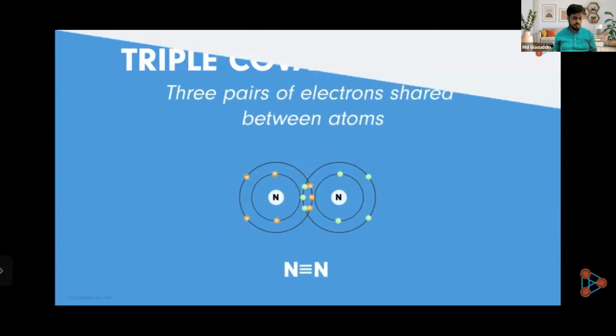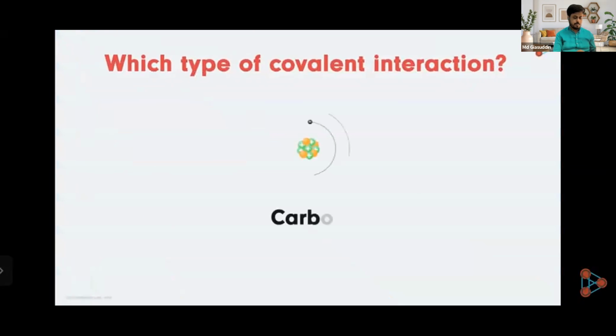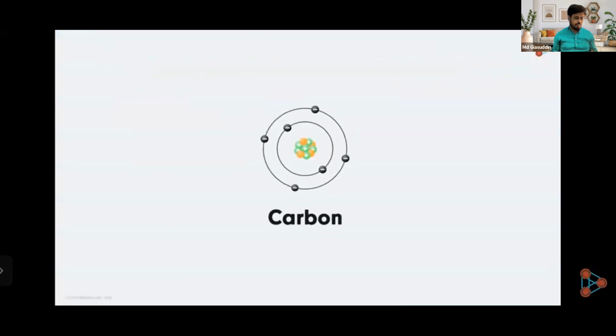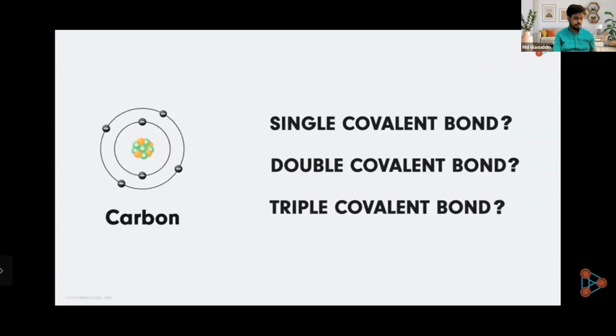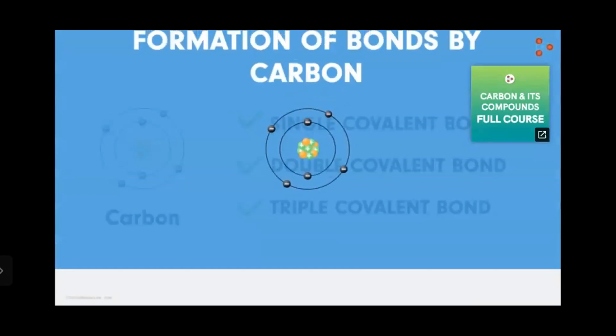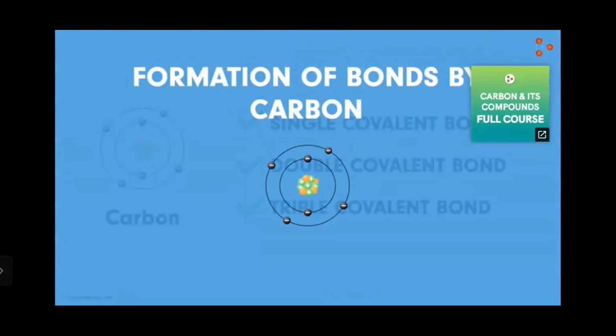Now tell me one thing. Which type of covalent interaction does carbon prefer? Does it opt for a single or a double or a triple covalent bond? Astonishingly, carbon has the ability to form all these types of covalent bonds with different elements. Yes, it can have any of these covalent interactions with atoms of other elements or even with other carbon atoms for that matter. In the next video, let's have a look at how exactly carbon forms bonds.